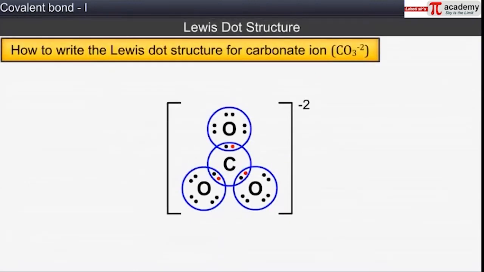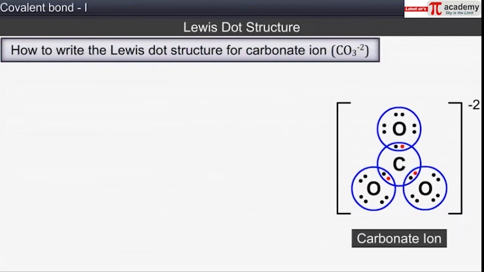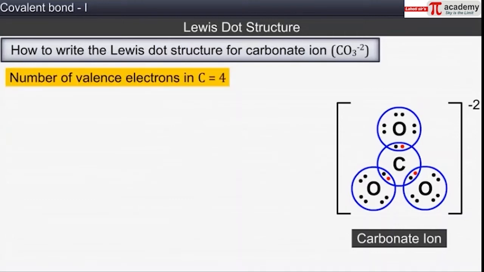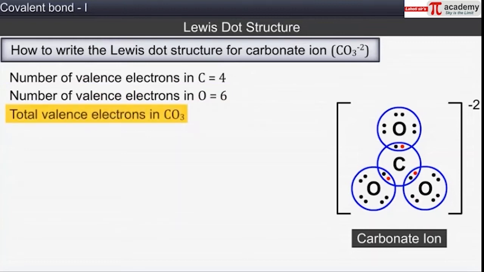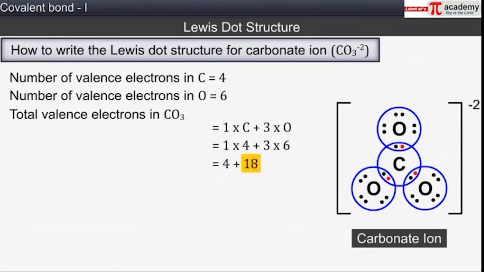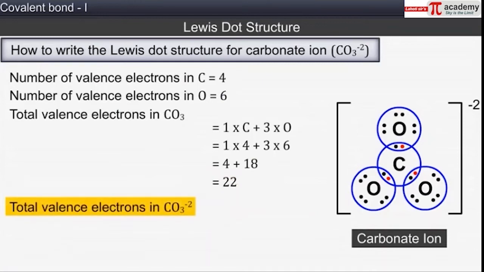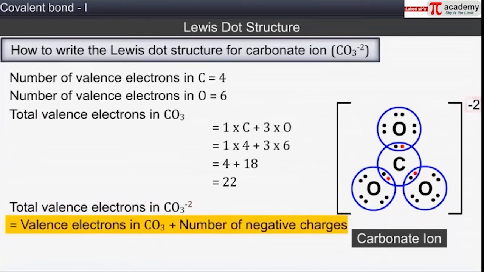Now let's see how to write the Lewis dot structure for carbonate ion by adopting the above-mentioned steps. First, let us calculate the total number of valence electrons in the carbonate ion shown here. The number of valence electrons in carbon is 4, whereas the number of valence electrons in oxygen is 6. As 3 oxygen atoms are present, the number of valence electrons in 3 oxygen atoms is equal to 18. As 2 negative charges are present on the carbonate ion, add 2 to the total number of valence electrons present in carbon and oxygen atoms. The total number of valence electrons here is 22. Hence, the total valence electrons in carbonate ion is 22 plus 2 equal to 24.